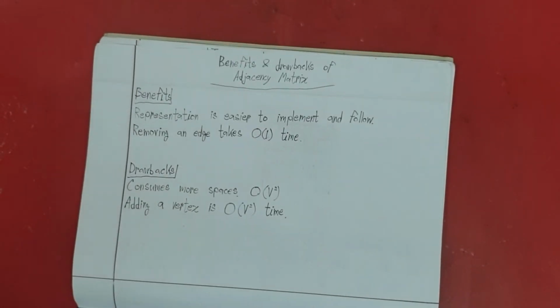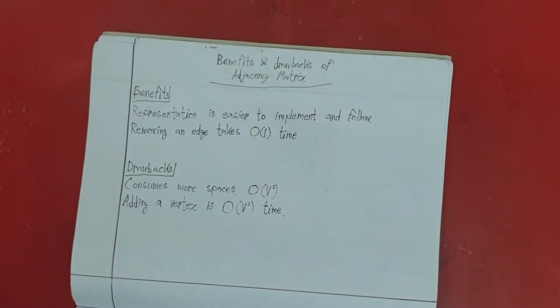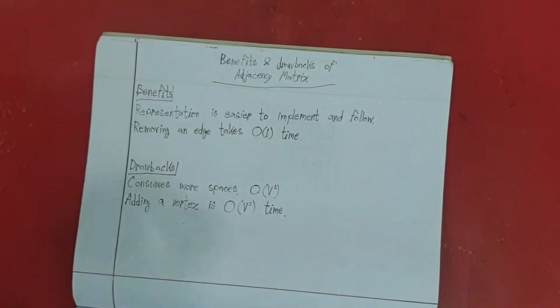So, what are the pros and cons of adjacency matrix? Pros: the representation is easier to implement and follow, and removing an edge from it takes big O of one time. Cons: it consumes more space, big O of V squared, and adding a vertex to the graph takes big O of V squared time.